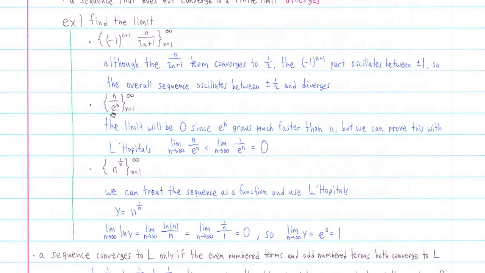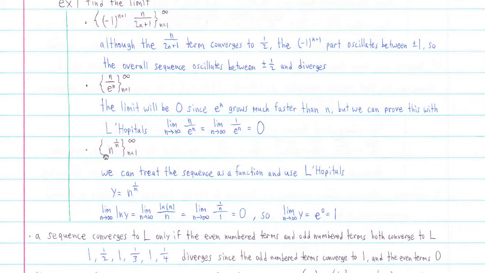So in this one we have n over e to the n. If you just think about it, e to the n will grow much faster than n as we keep plugging in higher values of n. So right away we can tell that the limit will be 0. But you can prove it using L'Hopital's rule. If you just take the derivative of the top and bottom, you get 1 over e to the n. And then taking the limit of that as n approaches infinity, you get 0. So this sequence converges to the limit 0.